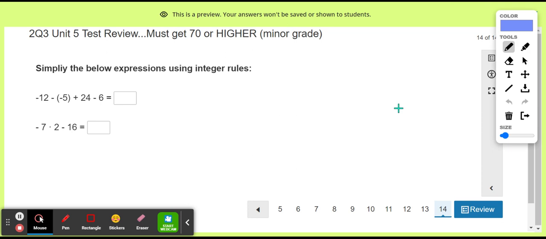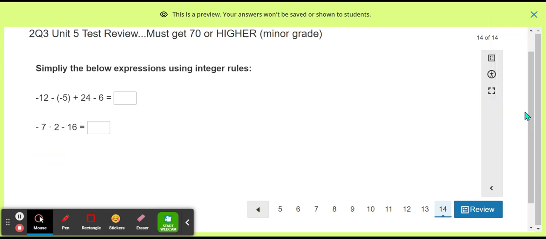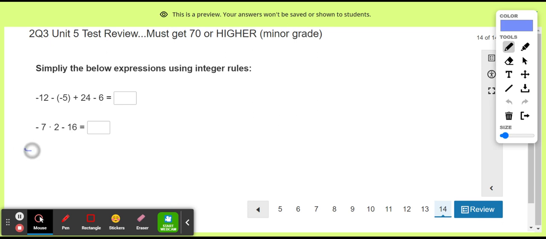And the last one for the review, the little dot in the middle means multiplying. So negative 7 times 2 is negative 14. We got negative 14 minus 16. Subtracting 16 means you're getting more negatives. So altogether, you're going to have negative 30.